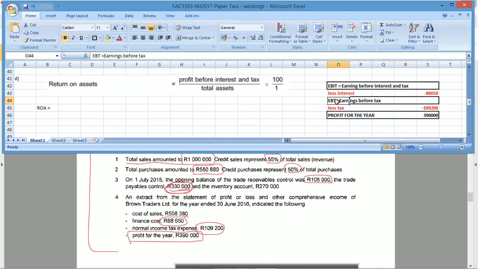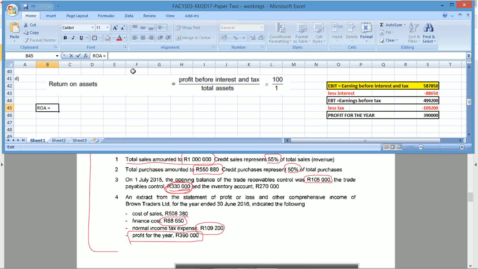To get back to the EBT, I'm going to take the 390,000 and add this, so I get 499,200. Then I've got less interest, so I need a bigger amount, because I subtract the interest, and that's what I'm left with. Same thing again. This, there's the EBIT. Now I've got the earnings before interest and tax.